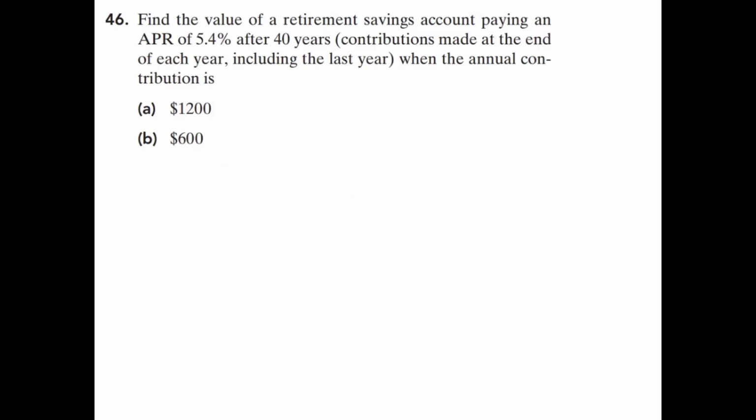Find the value of a retirement savings account paying an APR of 5.4% after 40 years. Contributions are made at the end of each year, including the last year, when A, the annual contribution is $1,200, and B, when you only deposit $600. Okay, so again, the formula is V, your final value, will be your P times 1 plus r to the y minus 1, all divided by r. That is the formula that we are using.